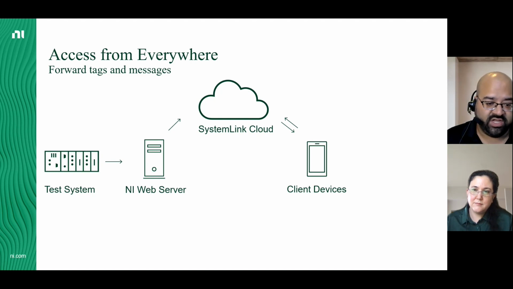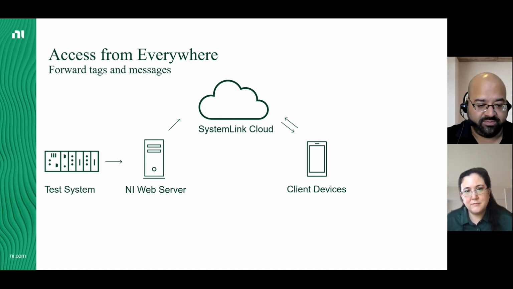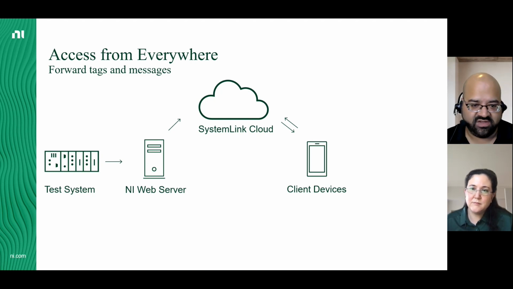One limitation of this approach is that you'll notice the arrows only go one way, from the test system to the NI web server to SystemLink Cloud. So you can only forward messages and tags from your test system to SystemLink Cloud. If you wanted to use your WebVI to control the test system, where you send a message back through SystemLink Cloud to the test system, you can't do that with this approach. I would say this is more uncommon. It's only if you have that specific network requirement that you can't have your test system talking directly to SystemLink Cloud.